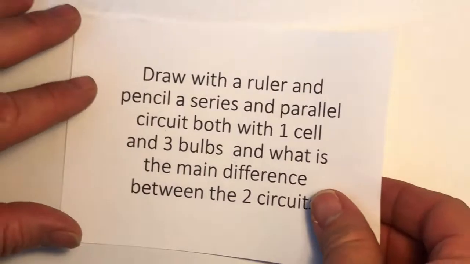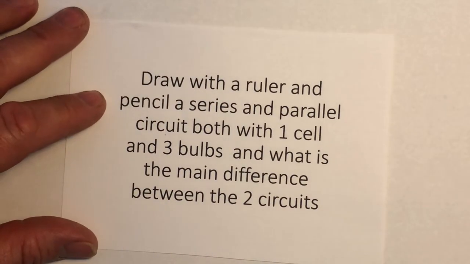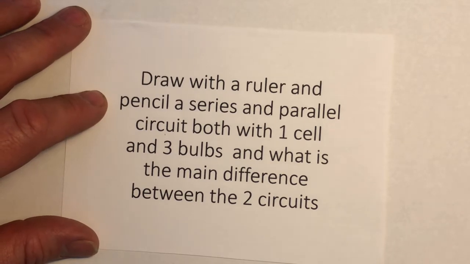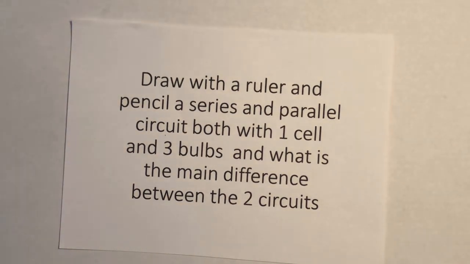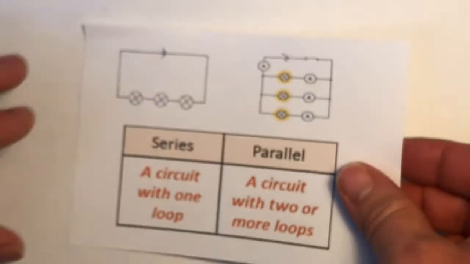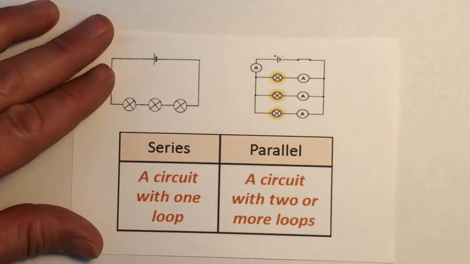What we're going to be looking at in this video is the question: draw with a ruler and a pencil a series and parallel circuit, both with one cell and 3 bulbs, and what is the main difference between the two circuits? Now, just to talk about what each one of the circuits is.